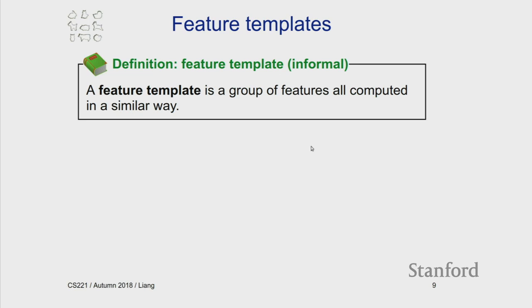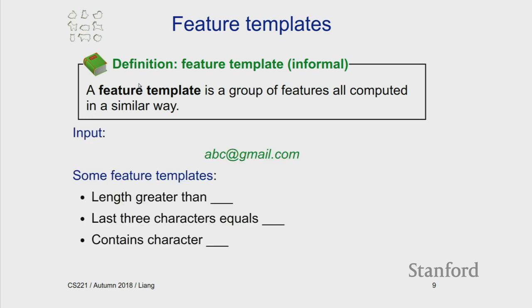A feature template is just a group of features all computed in a similar way. So often when people say features, they actually mean feature templates. But I want to make this term a little bit clearer. So here are some examples of feature templates that you might want to invoke for this particular task. So length is greater than underscore.